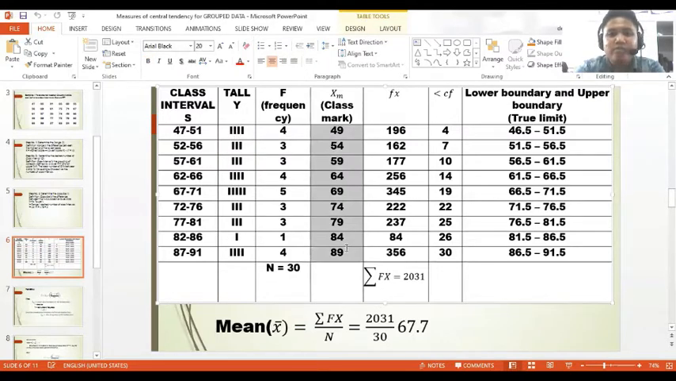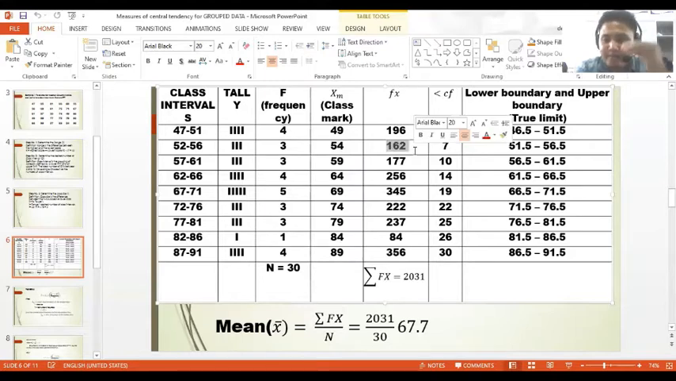After that, kung nakuha mo yung class mark, yung fx dito, ibig sabihin po niyan is, i-multiply mo yung frequency tapos yung class mark. So, i-multiply natin, 4 times 49, that is 196. Followed by, dito naman, 3 times 54, kaya nagiging 162. And ipagpatuloy mo lang yan siya, sunod-sunod. After that, kung nakuha mo na lahat-lahat yun siya, you need to add yung fx dito ng mga result. So, i-add mo yan lahat-lahat. So, ito na magiging result niya, 2031.